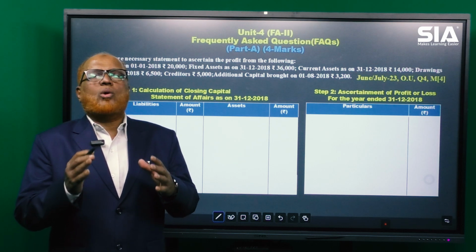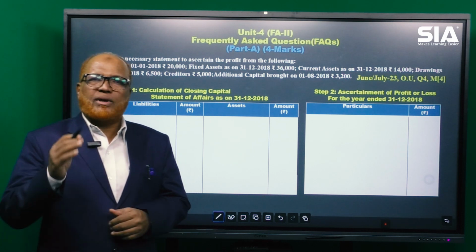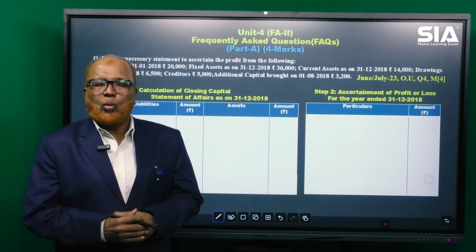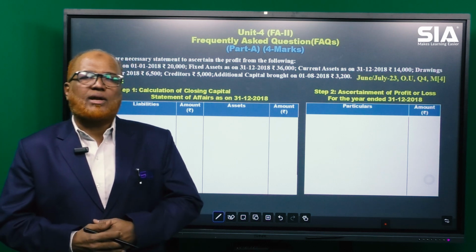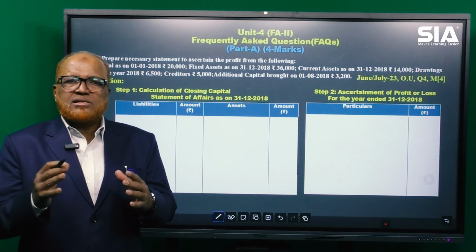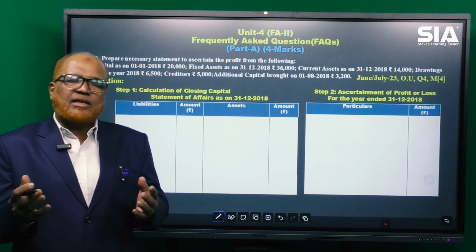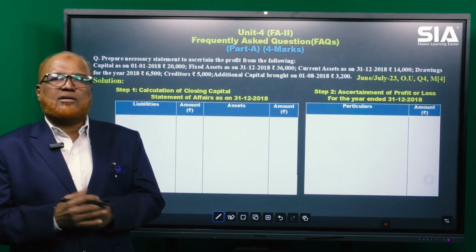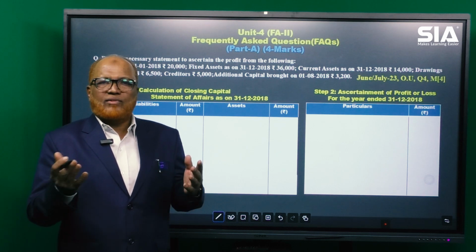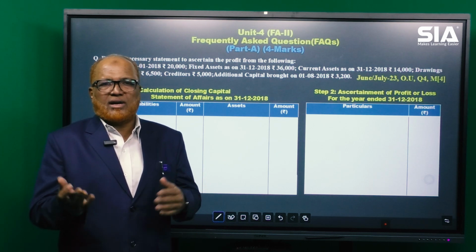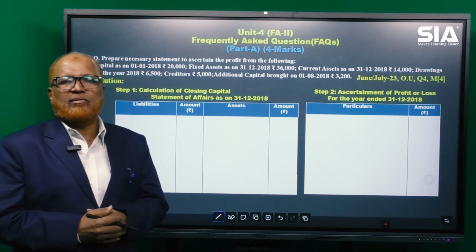So here now I'm explaining about the topic single entry system, which is in Unit 4 of Financial Accounting 2. In this unit, section A consists of 4 marks questions. Normally they may ask a theory question or practical problems. Theory questions like features of single entry or advantages, disadvantages. Already we have done that in the previous videos.